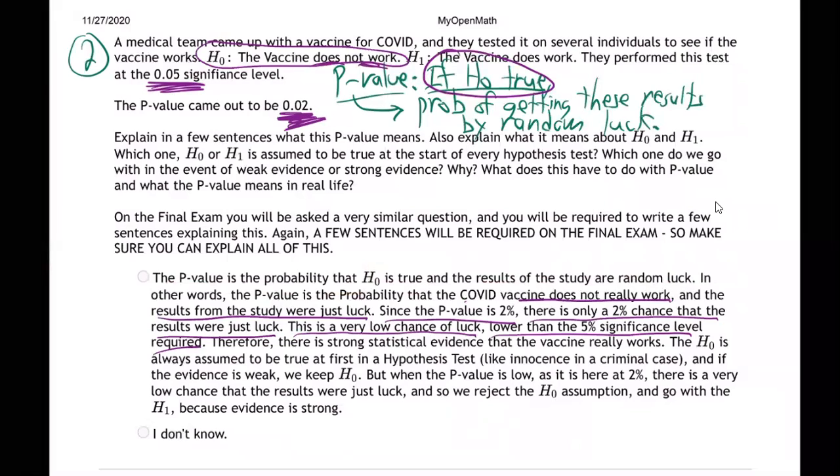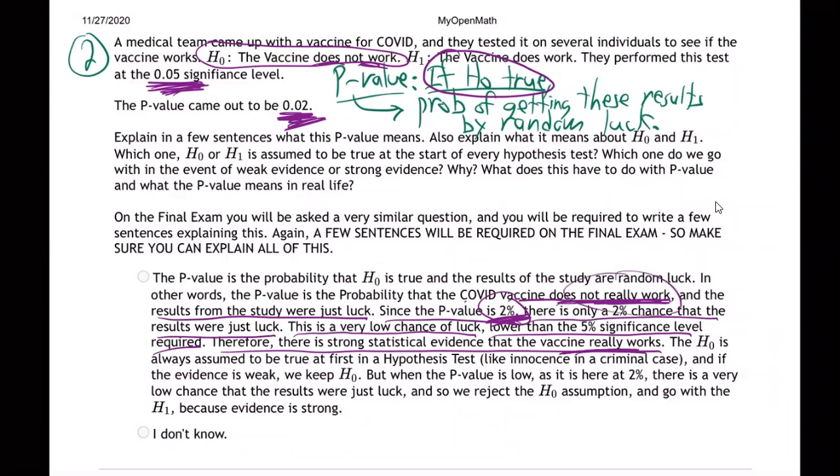If you're playing some game and you only have a 2% chance of winning, that's pretty darn low. So if the p-value comes out really low, like 2%, lower than the significance level, that means there's strong evidence that the vaccine really works, right? That means if the vaccine really does not work, there would only be a 2% chance that we would get these results. So therefore, we think no way that the vaccine does not work.